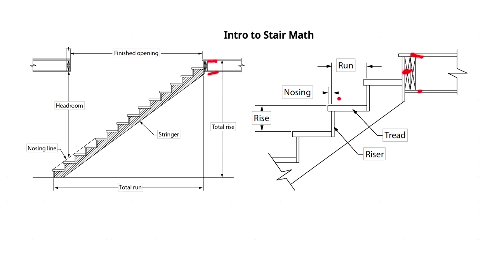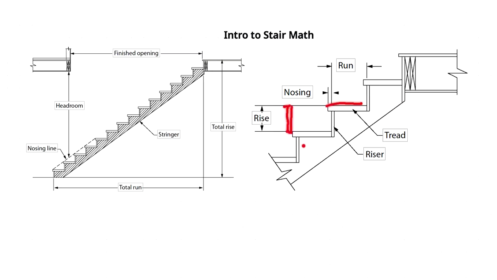Our run is always the same, right? It's from the front of the riser board to basically the front of the riser board. And when we add nosing, all it does is shift it over, but it doesn't change anything. So it's called the unit run. Our unit rise, so just our rise, is literally how much it goes up or down vertically with each run. So the run is always horizontal, the rise is always vertical.